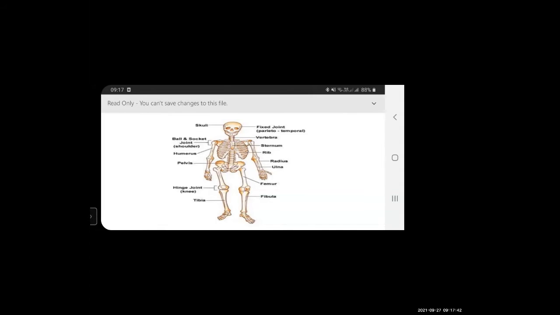Then below, coming to the stomach part, you have the pelvis. Then we have the radius, in the hand part, and then the ulna. Coming to the leg part, femur, and the hinge joint. What is a hinge joint? The knee part. You can see many bones in this picture. In this skeleton you can see many bone parts. All these bone parts are called the human skeletal system. Then in the leg, below the knee, we have the tibia and fibula. So these are the skeletal system.